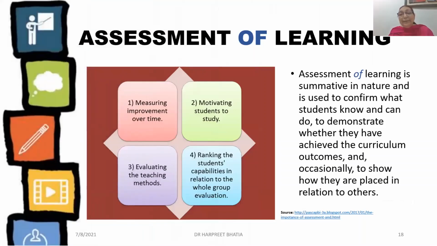Assessment of learning is what we all understand as summative assessment. That is, at the end of whatever we have done, we have tests that tell us whether we have been able to understand what we were trying to understand in this entire process or not, whether the curriculum outcomes have been achieved or not. So the three types of assessment, that is for learning, as learning, and of learning, all three are an important component as far as assessment is concerned.